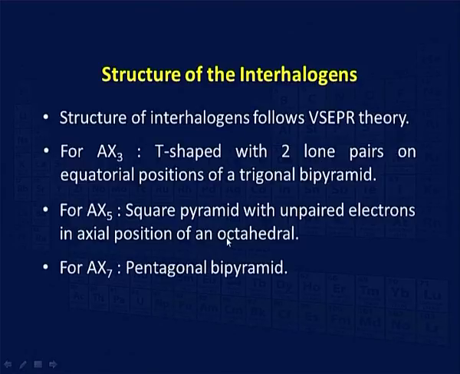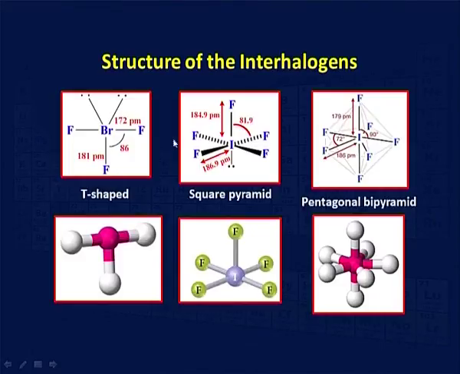The AX5 type of interhalogen has a square pyramid structure with lone pairs in the axial position of an octahedral. The AX7 type of interhalogen has pentagonal bipyramidal geometry. This is the geometrical presentation of bromine trifluoride, having the T-shaped structure.